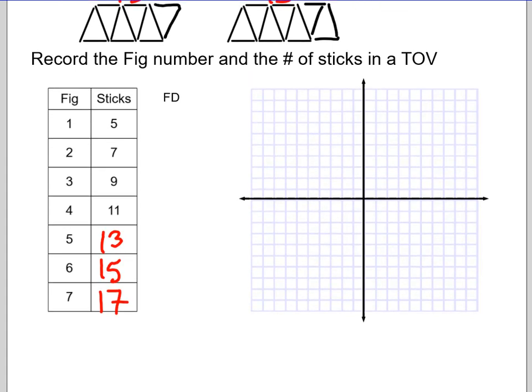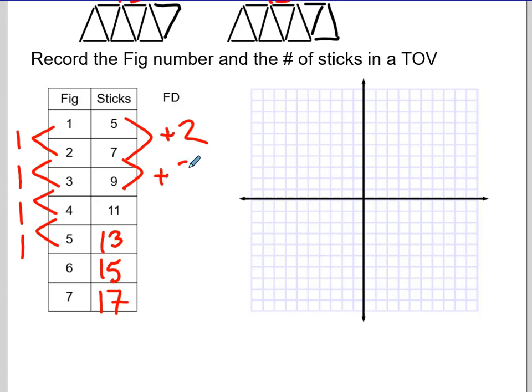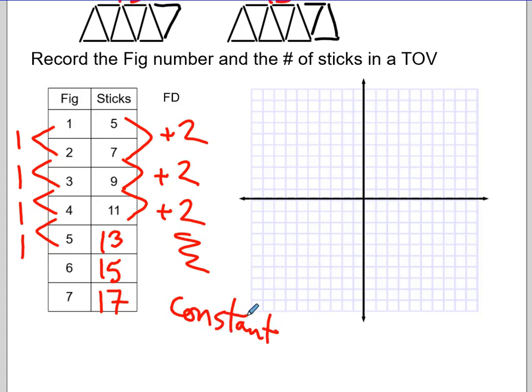I could also plot this information. I've got a graph set up here. I can look at the first differences on this graph. I can say, how are these changing? These are all changing by 1. So that's kind of nice. These guys are all changing by positive 2, which is the 2 sticks I was adding every single time. And because this is constant, I would expect this picture to plot as a linear relationship.